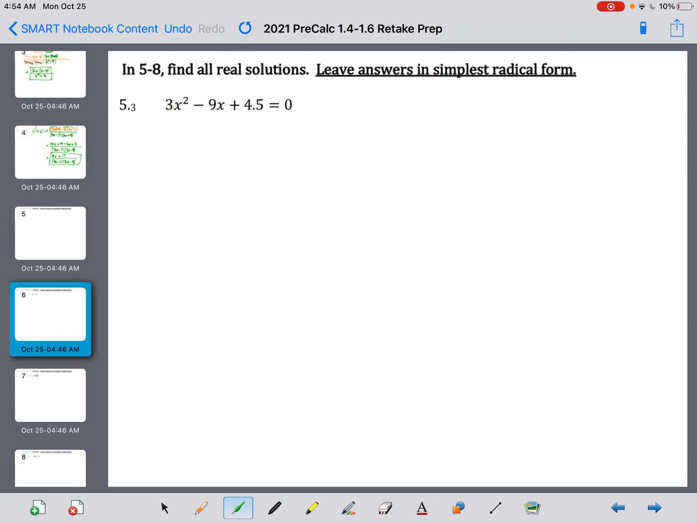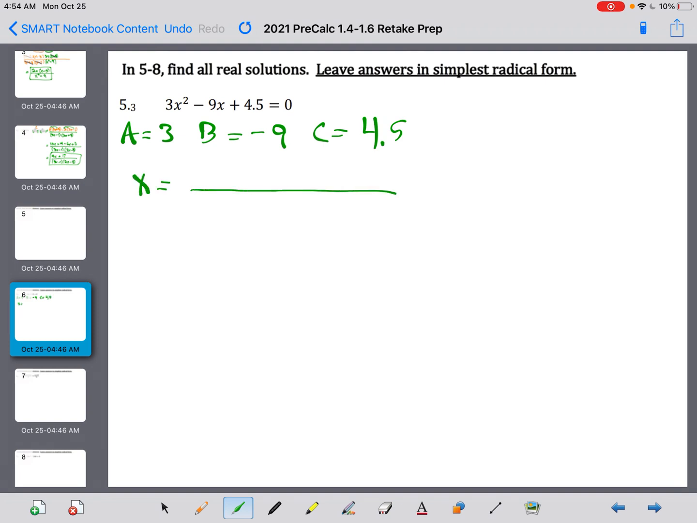Okay, so number 5 here, find all real solutions. Looking at this, it looks like this is not going to be a readily factorable problem, so I'm going to jump right into the quadratic formula. A equals 3, B equals negative 9, and C equals 4.5. So now away I go here.